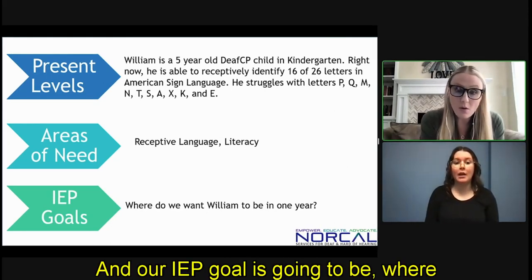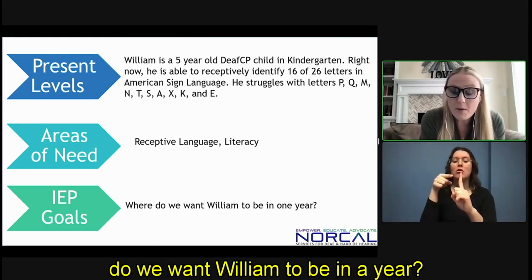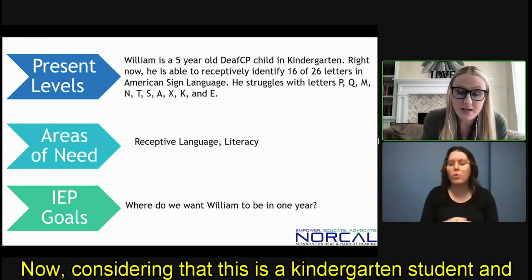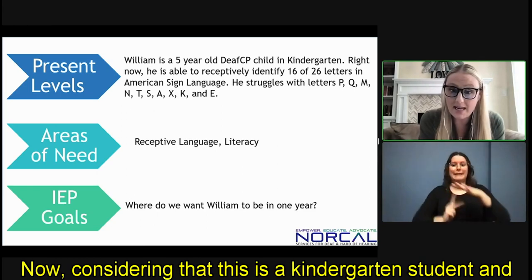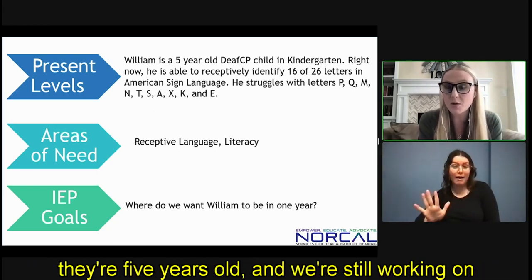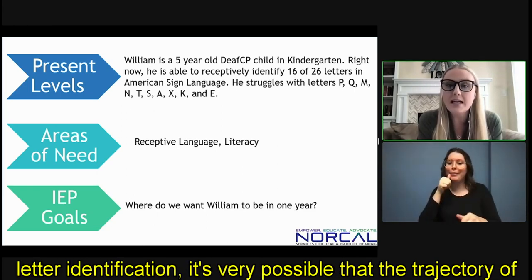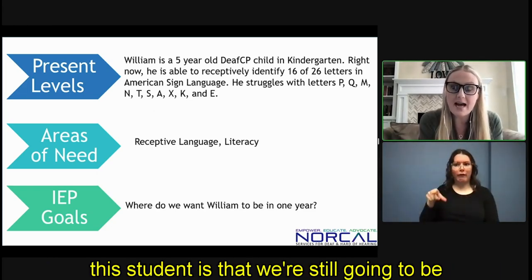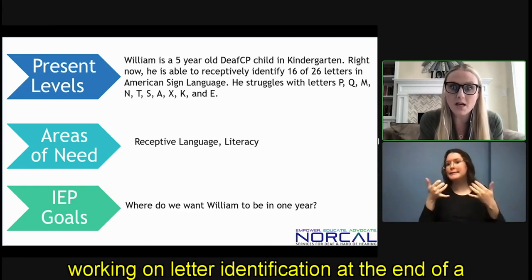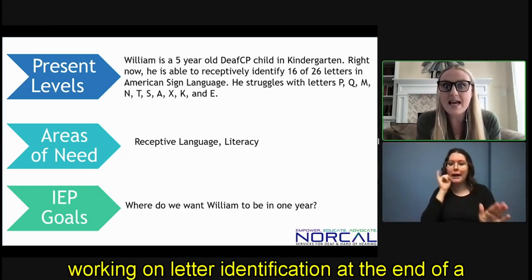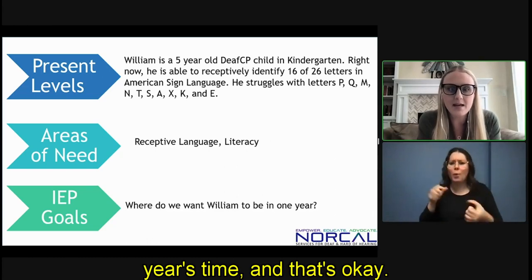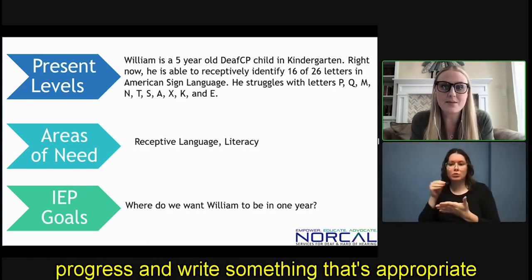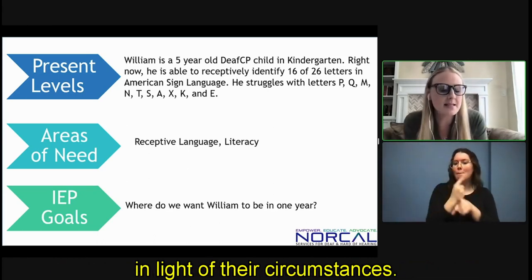And our IEP goal is going to be, where do we want William to be in a year? Now, considering that this is a kindergarten student and they're 5 years old and we're still working on letter identification, it's very possible that the trajectory of this student is that we're still going to be working on letter identification at the end of a year's time, and that's okay. We're going to consider that child's progress and write something that's appropriate in light of their circumstances.